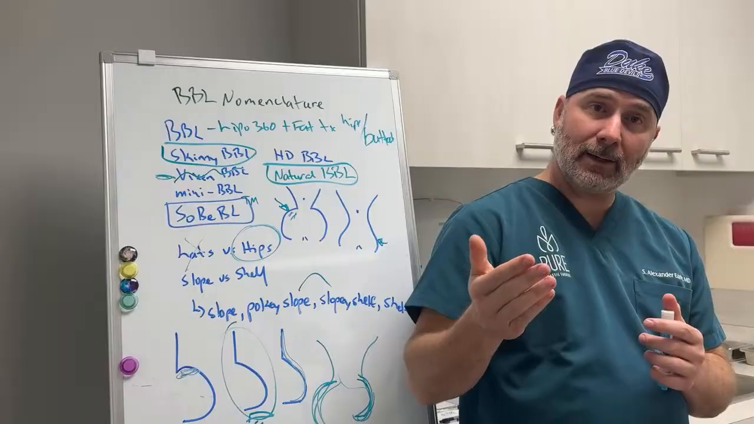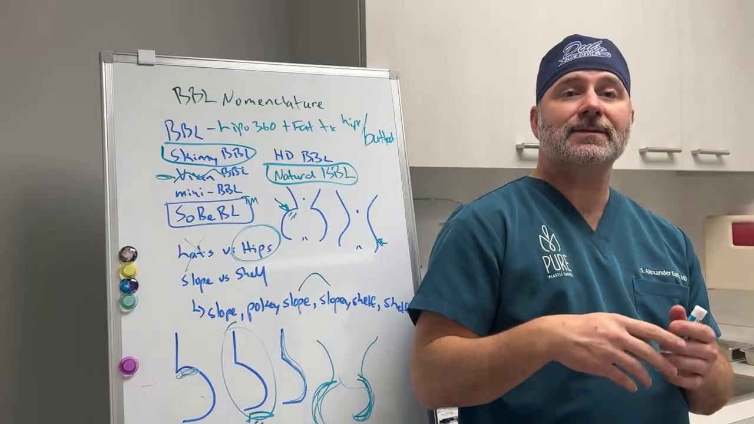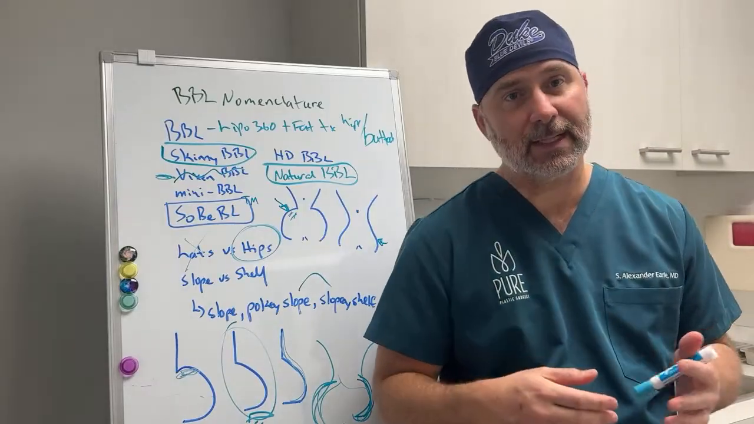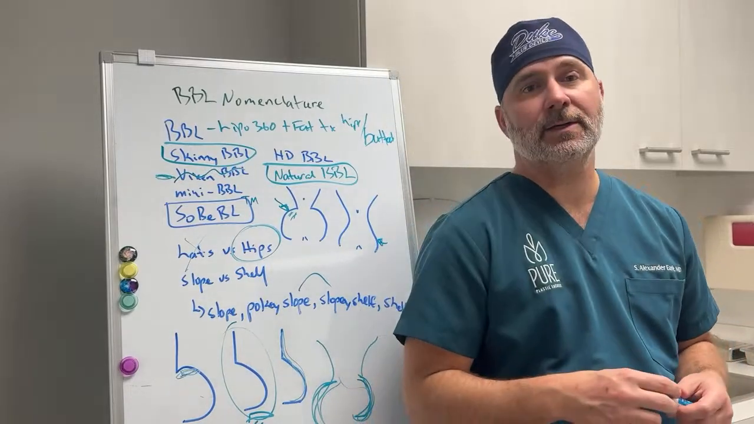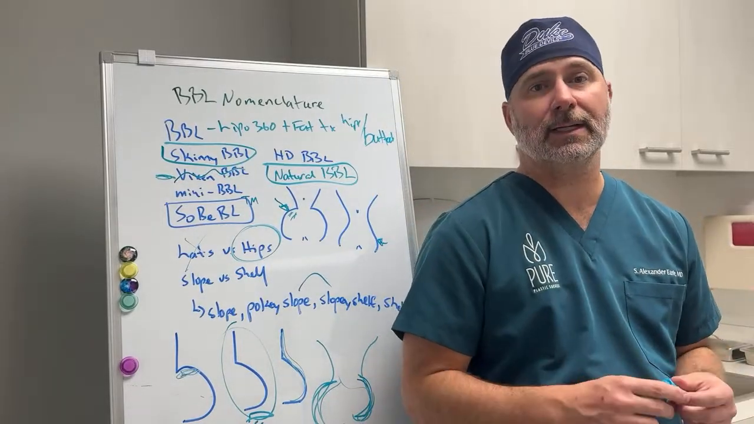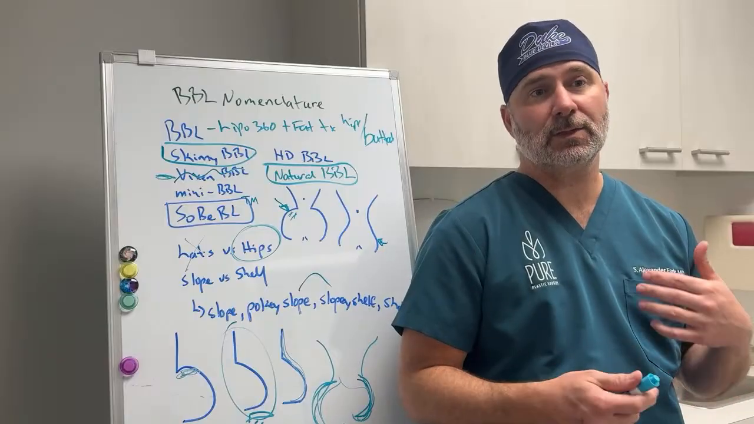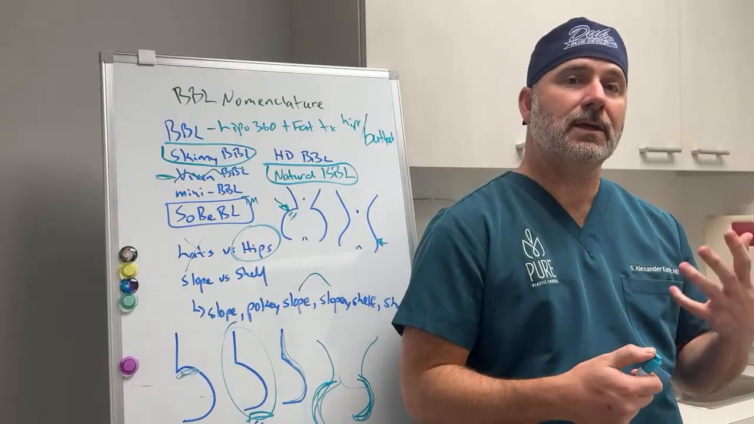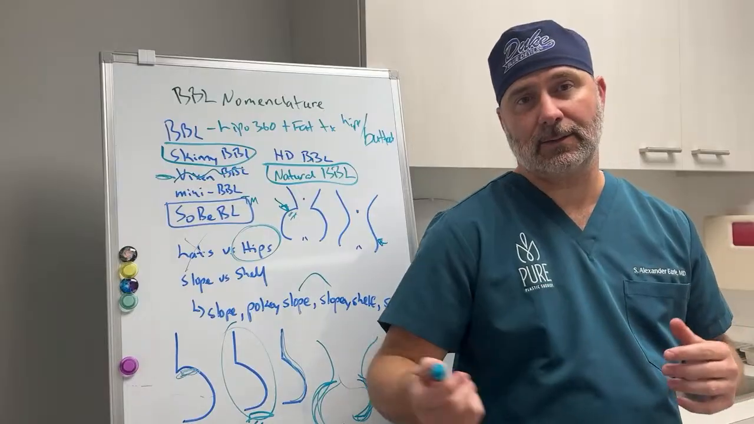So for your typical BBL, whether you're doing arms or not, you're going to have 6 weeks of no heavy lifting, no strenuous activity, no sitting, no putting pressure on the areas of fat transfer, so no putting pressure on the buttock and hips. And then after 6 weeks is when you can start becoming more active, heading to the gym, lifting weights, sitting, etc.